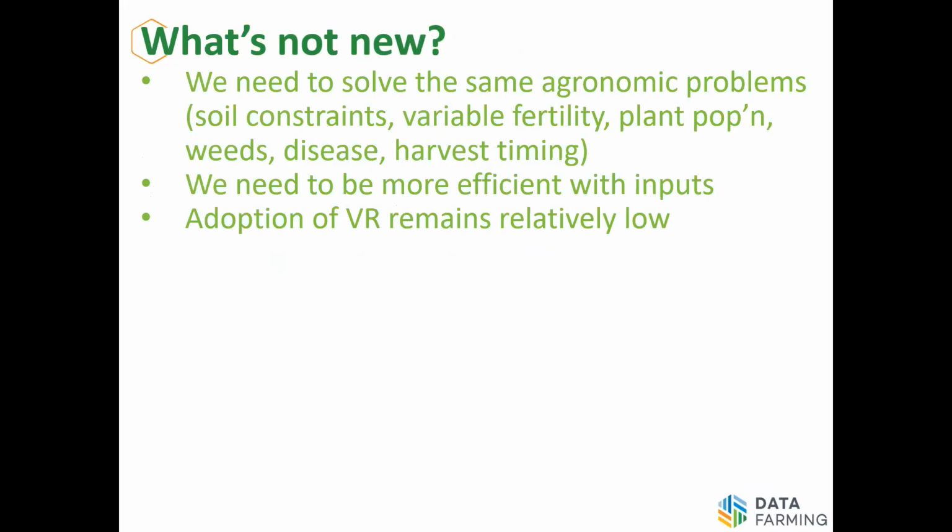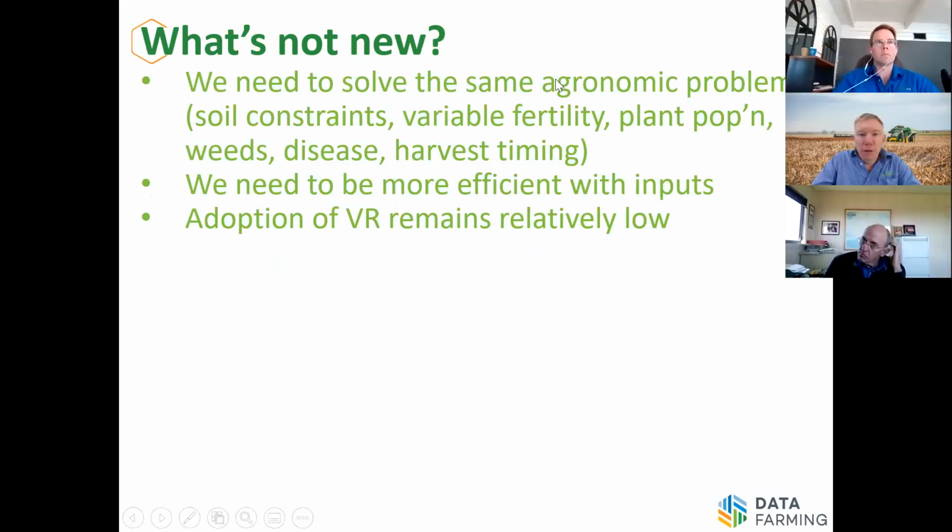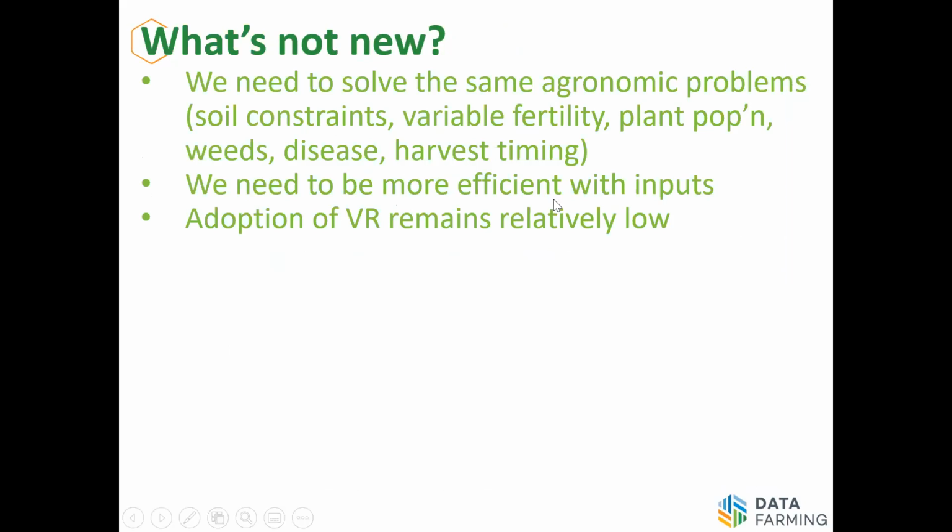So let's start with what's not new. We're still trying to solve the same agronomic problems, like soil constraints and variable fertility in our soils, where our plant populations change due to soil conditions and planting conditions. We've still got weeds, pests and diseases, and often we struggle with harvest timing. Those sort of problems haven't gone away. Like I said, we already need to be more efficient with our inputs. We're over-fertilising areas that aren't producing much and under-fertilising areas that are, and therefore there's a constraint on productivity and efficiency.